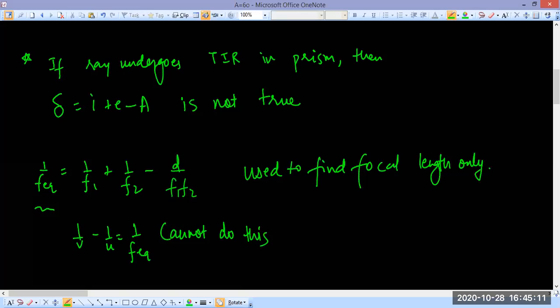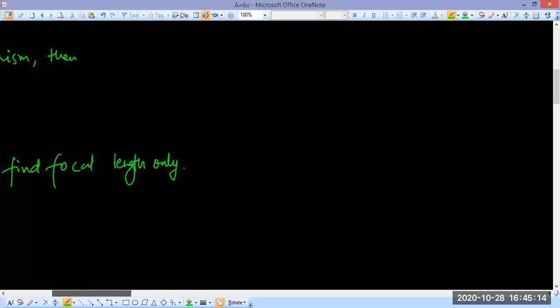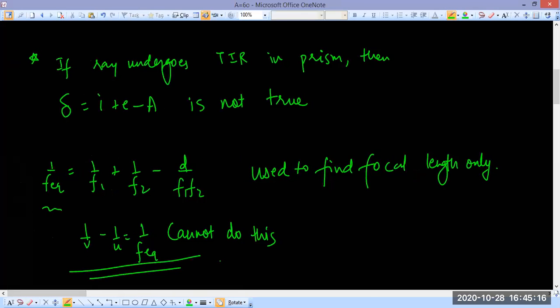I repeat, once you find the focal length, you cannot use it in this form. That's why this is just for finding purposes, right? It doesn't have any use. Understood that?